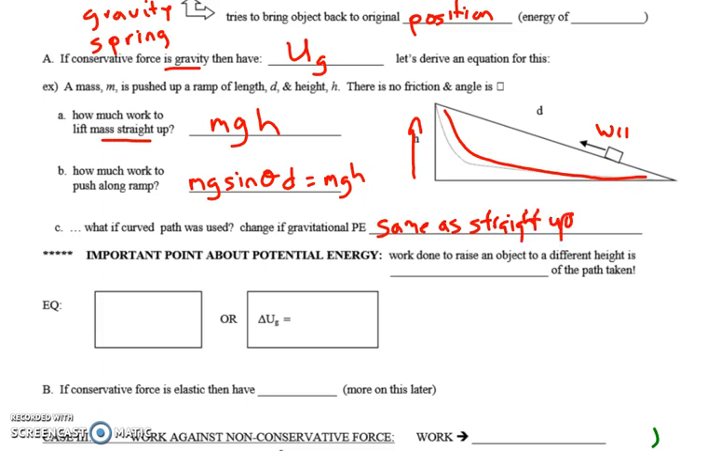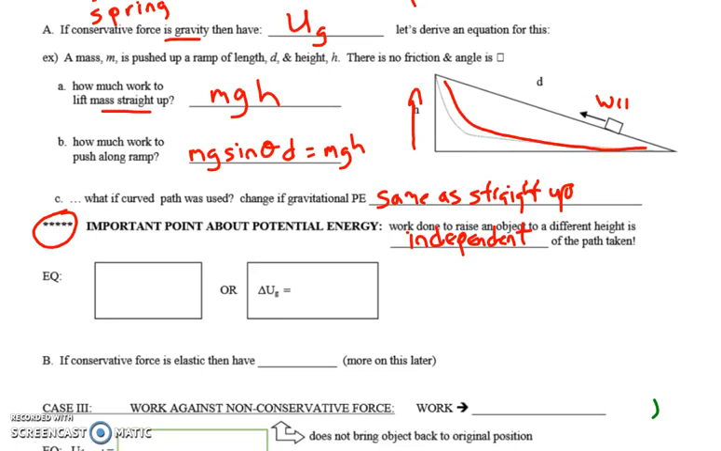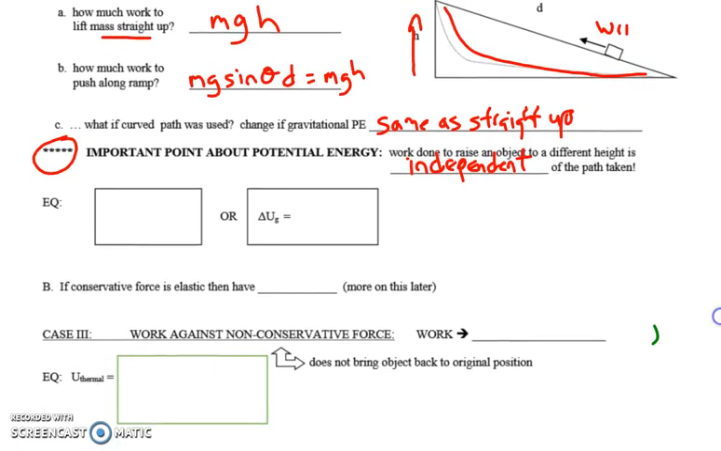Okay, so in other words, it doesn't matter what path we take, the work done to raise an object to a different height is independent of the path taken. And I cannot stress how important that is. That's why we have the 5 stars there. Okay, we'll exploit that. But again, when you lift something above the ground, it doesn't matter what path you take, when you did it, how you did it, all that matters is the change in height.